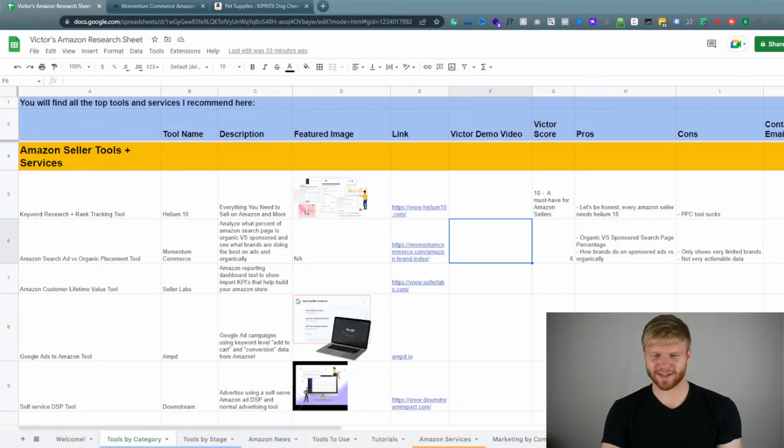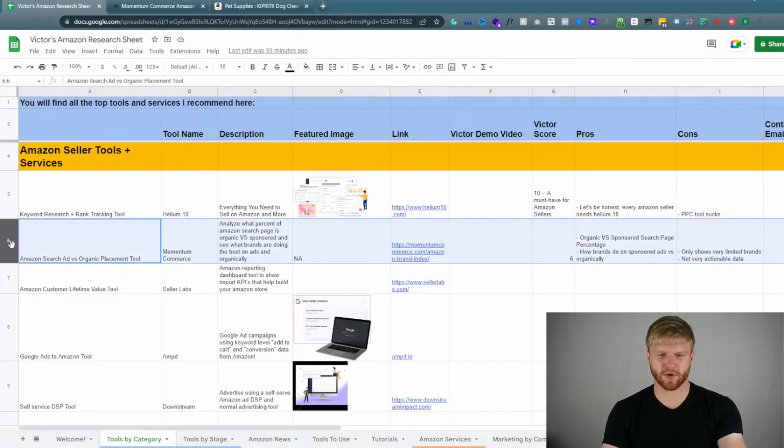Okay, perfect. So we are in the master Google Sheet right now, and today we are going to review this tool right here. We're going to be able to analyze the percentage of the organic versus sponsored, and we're going to dive into that.